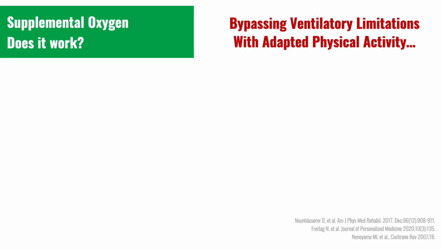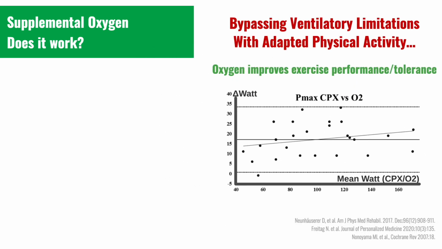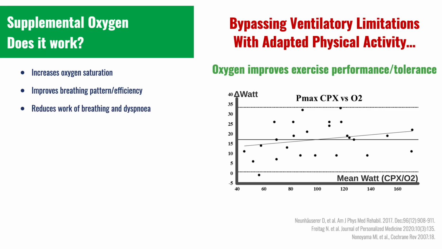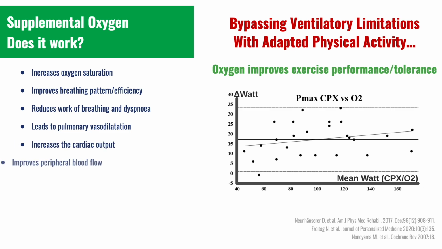Now the question to ask is, does supplemental oxygen really work? We know that oxygen improves exercise performance and exercise tolerance by increasing oxygen saturation and by improving the breathing pattern and efficiency. And this may potentially lead to reduced work of breathing and dyspnea. Supplemental oxygen also leads to pulmonary vasodilatation, which increases the cardiac output and thereby improves peripheral blood flow.